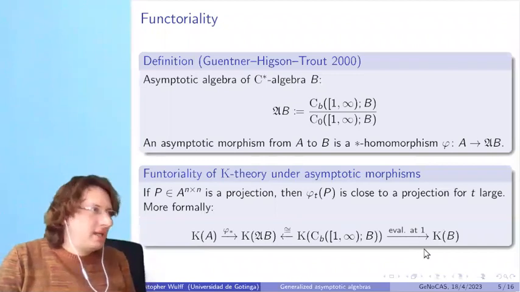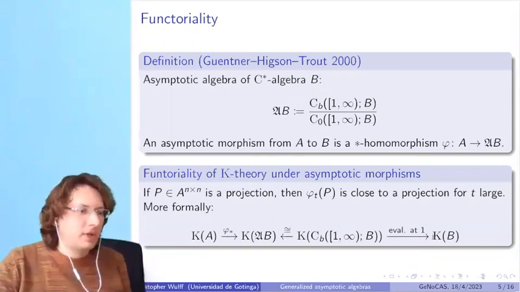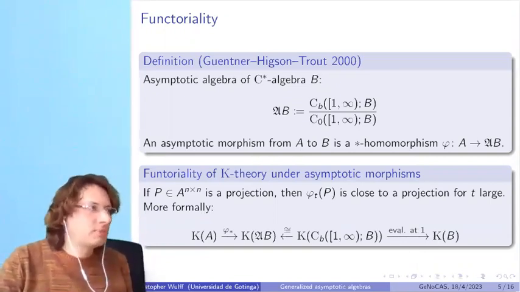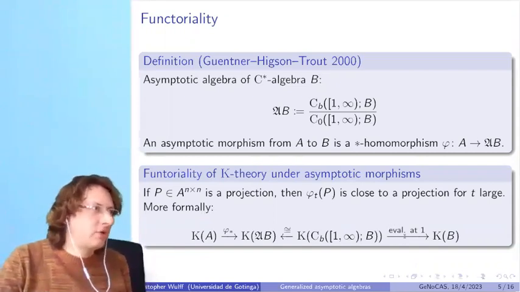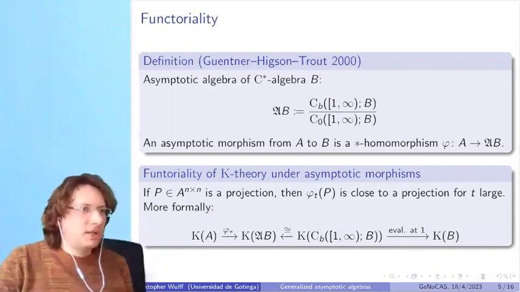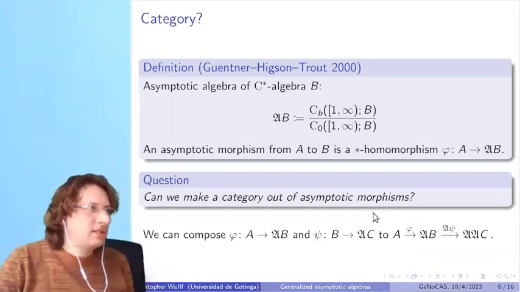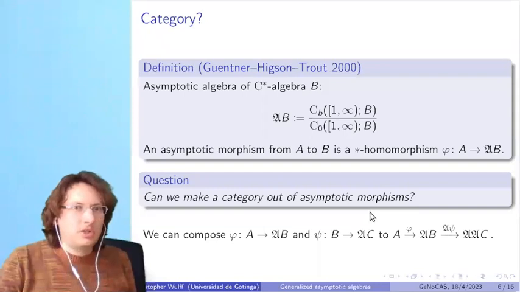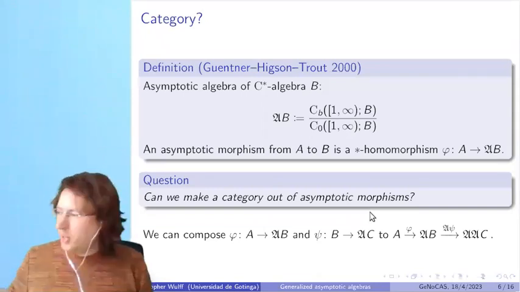But when I say functoriality, one normally understands functoriality under morphisms of a category. But I haven't made asymptotic morphisms into a category yet. So the question is now, can one make a category out of asymptotic morphisms? And that's actually a question which is the first step towards the definition of E-theory.